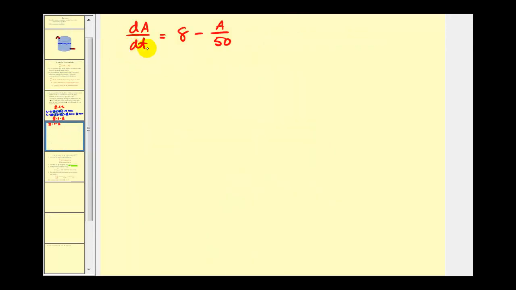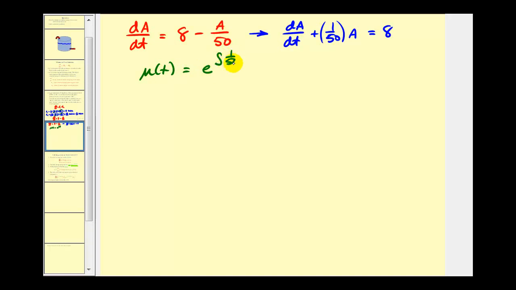So I'm going to go ahead and rewrite this in standard form. So we'd have dA/dt plus 1/50th A equals 8. So in this form, we should recognize that the integrating factor, mu of t, is going to be equal to e raised to the power of the integral of 1/50th dt. So this is just going to be e to the t divided by 50th power.